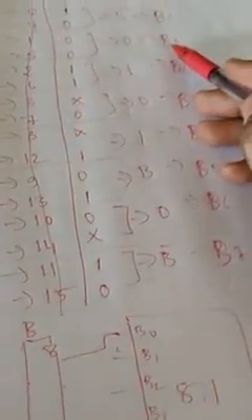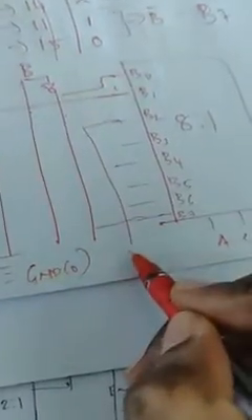So next, B1 is 0. Write a ground, nothing but 0. B1. What is B2? B2 is 1. Connected to VCC, nothing but 1. What is B3? 0.